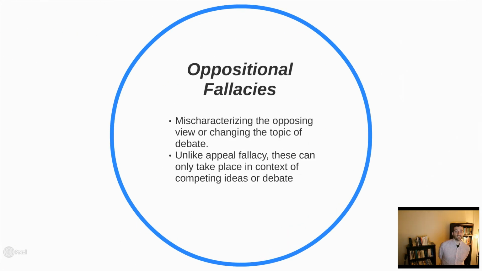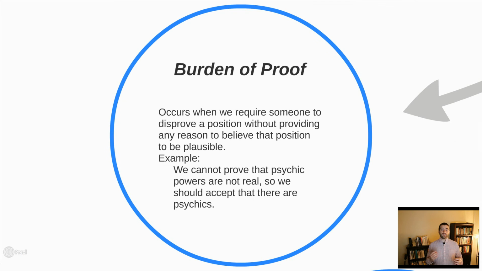The next category is our oppositional fallacies. Oppositional fallacies occur when we mischaracterize the view of an opponent or we change the topic of a debate all of a sudden. Unlike an appeal fallacy, which can really occur anywhere, even in your own thoughts, oppositional fallacies require someone to argue against. That is, they require another view to really be brought out. The first of these, and one of the most common, is the burden of proof. And this occurs when we require someone disprove a position without providing any reason to believe that it's plausible.